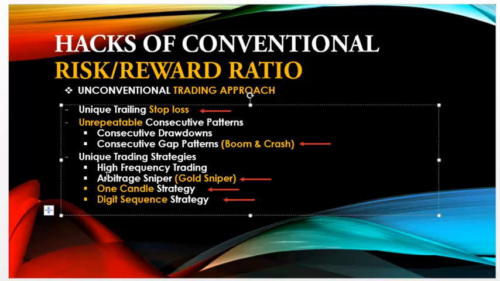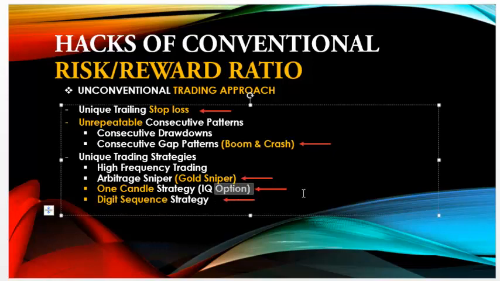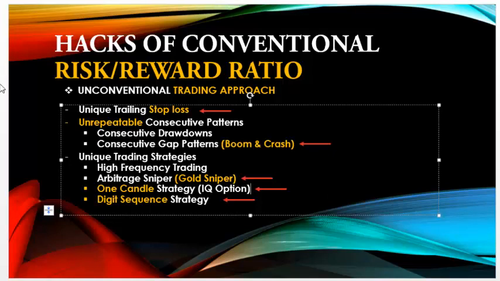Then next, we also have high frequency trading systems, like Arbitrage Sniper. An example is the Gold Sniper. Most of you have seen the Gold Sniper. I will put up a video specifically on the performance and past results of this robot. The next is the one candle strategy that has been used in IQ Option. I'll put up a video specifically for those who have $10 or $5 capital. You can use the IQ Option strategy within a short period of time and hit very good profit margins, with a low or optimized risk to reward ratio.